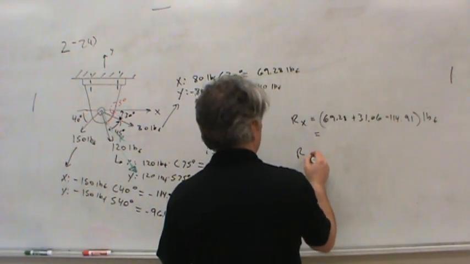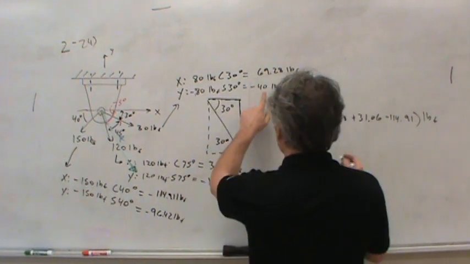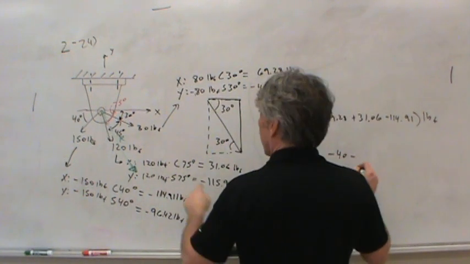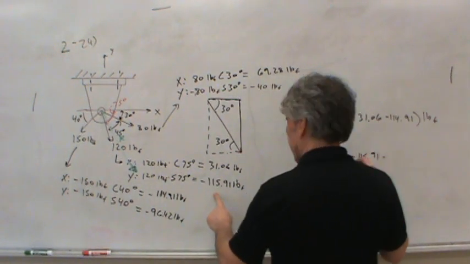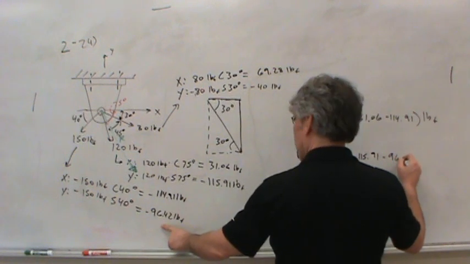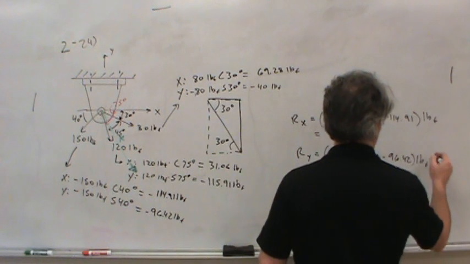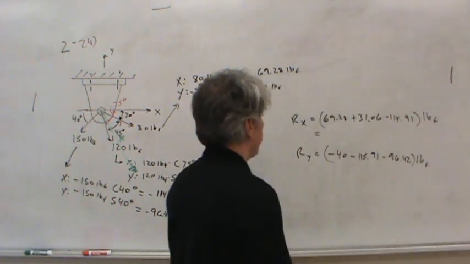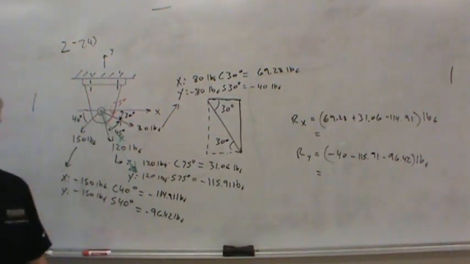And then the resultant in the y direction would be, well, let's see, negative 40 minus 115.91 minus 96.42, and these are all pounds force. Okay? So take your calculators, please, and tell me the results of all this addition.